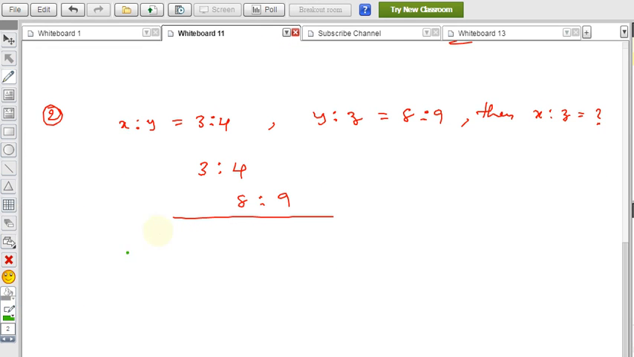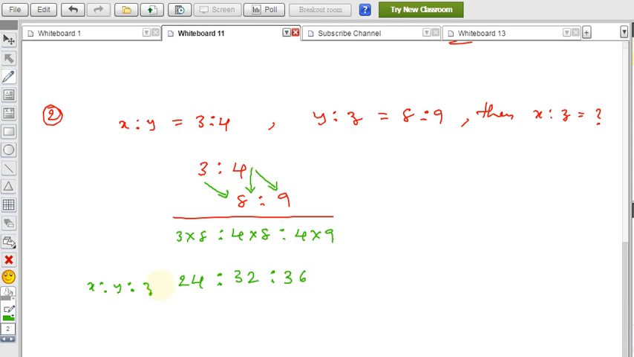Now 3 into 8, straight multiplication. Then 4 into 8 is to 4 into 9. Because 4 and 8 are the y terms, you should write them one below the other. Now 8 3s are 24, and 32, and this is 36. This is x is to y is to z.